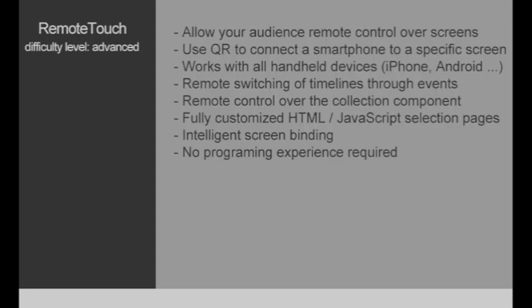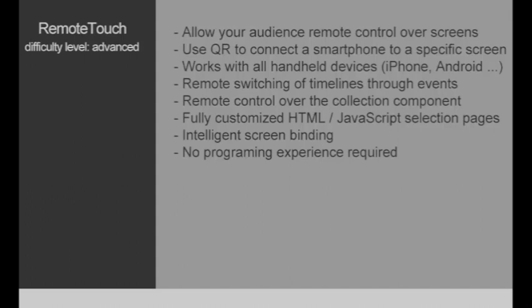As soon as he scans this QR code, the phone or whatever device he's holding would bind to that screen and he could start managing that screen. In other words, he can select which products to look at, he can flip through items, and he can essentially change the presentation through his handheld device.